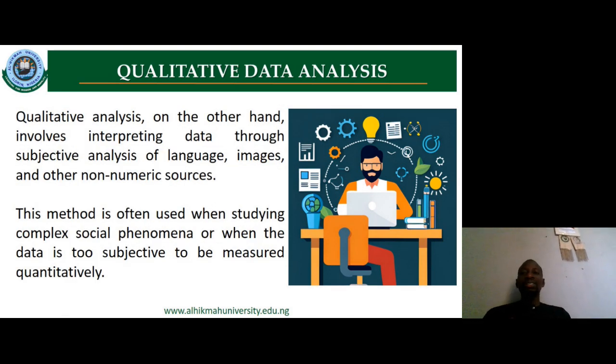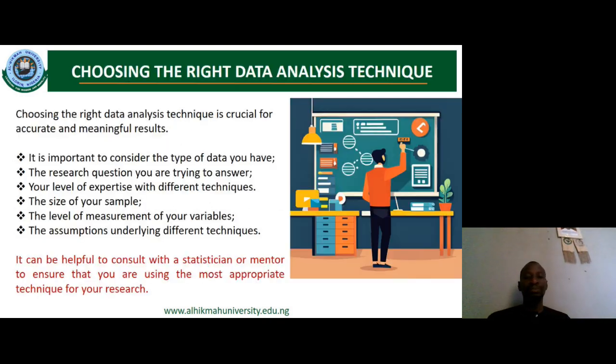But when you look at qualitative analysis, on the other hand, it involves interpreting data through subjective analysis of language, images and other non-numeric sources. This method is often used when you are studying complex social phenomena, or when the data is too subjective to be measured quantitatively, or you are trying to triangulate, to find additional evidence to back up your quantitative data.